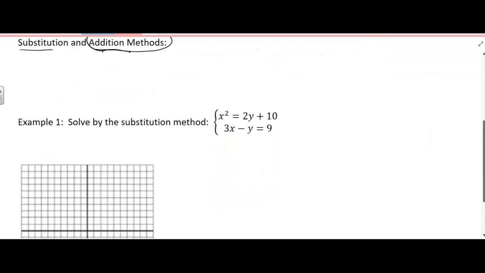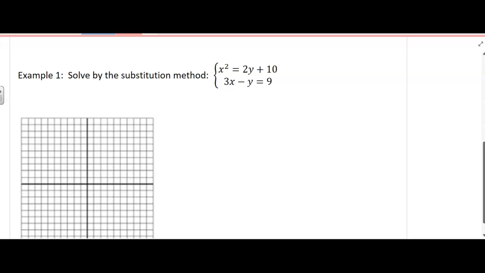Okay, so the best thing to do is jump in and give you an example. So you see that there are two equations and they both have two variables. So this is a system. We're going to say it's a system of nonlinear equations in two variables because the top one is not linear. How do you know? Because it has an x squared in it. And it actually is an equation of a parabola. In fact, I could rewrite that. Let's see. If I write it as 2y equals x squared minus 10.